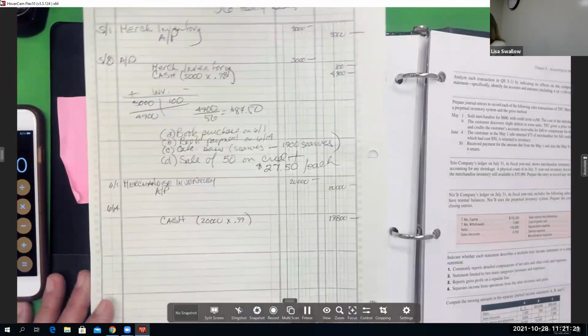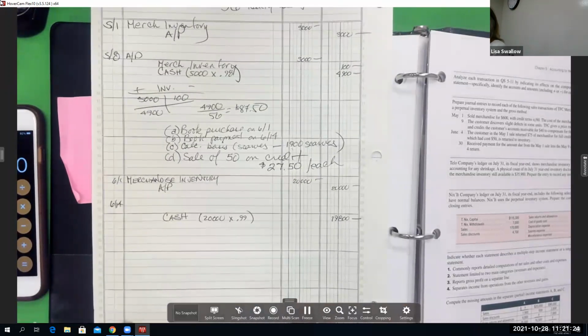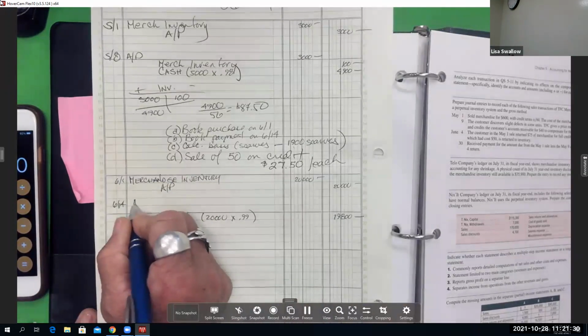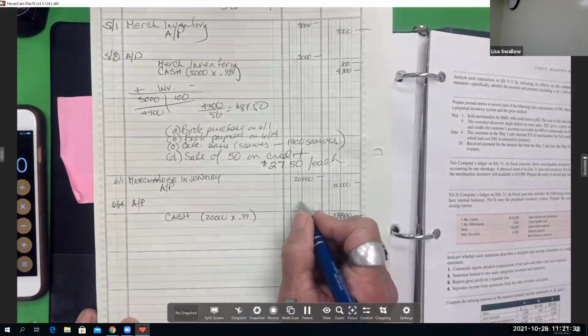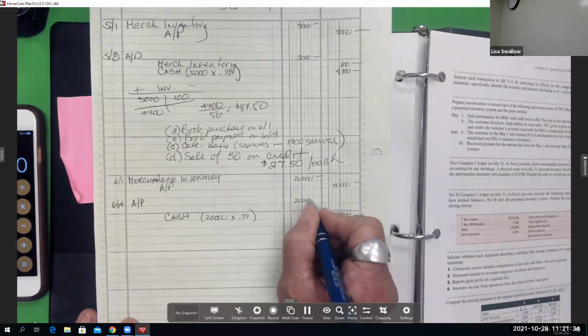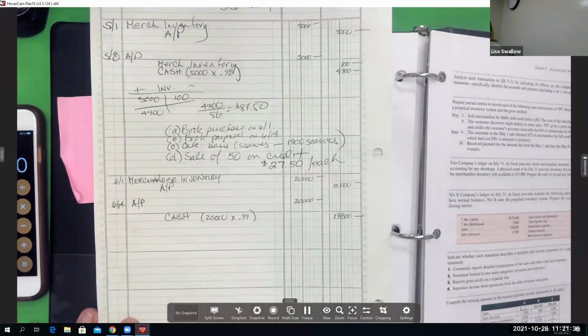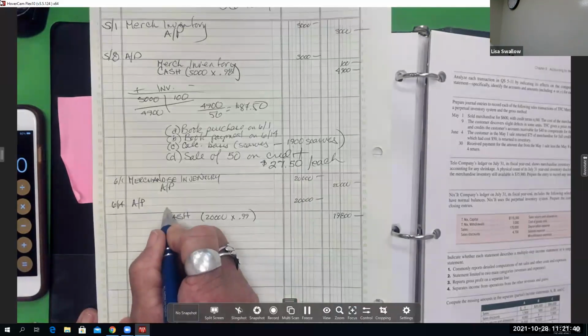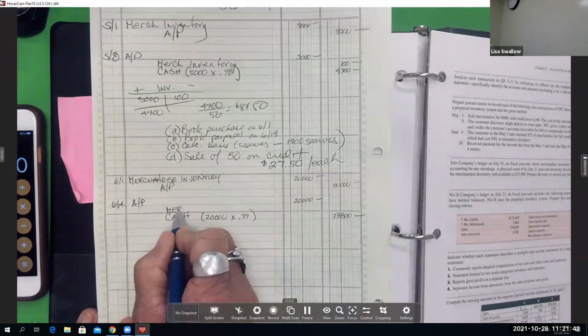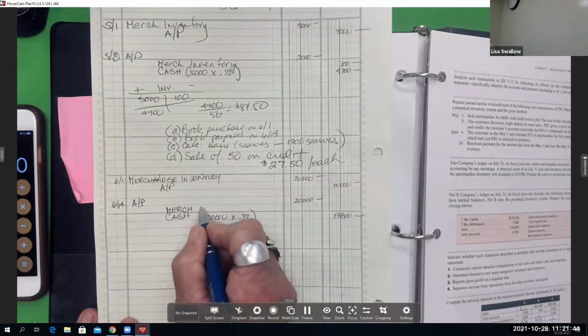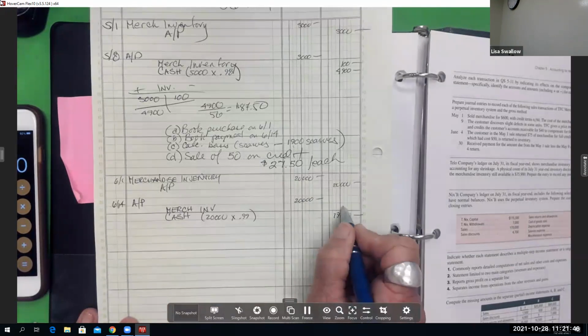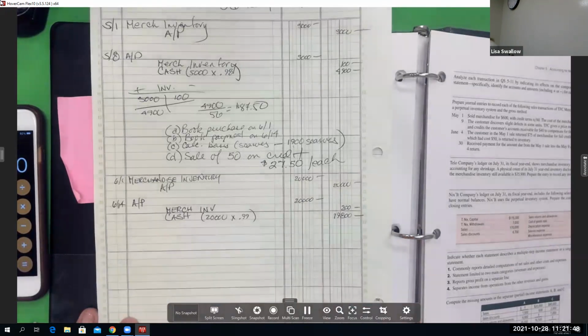So I wrote him a check for 19,800 because I paid for it within the discount period. But you always, always, always have to pull the full AP off. And the difference is a reduction in your asset called merchandise inventory. That makes sense?